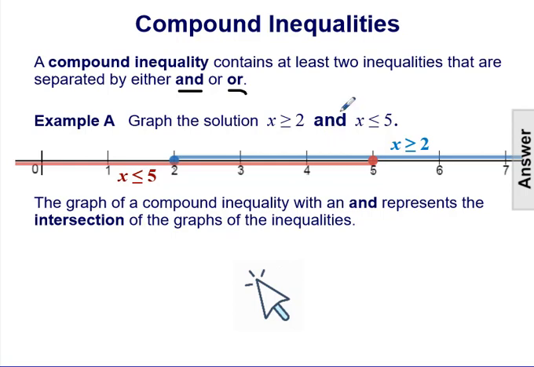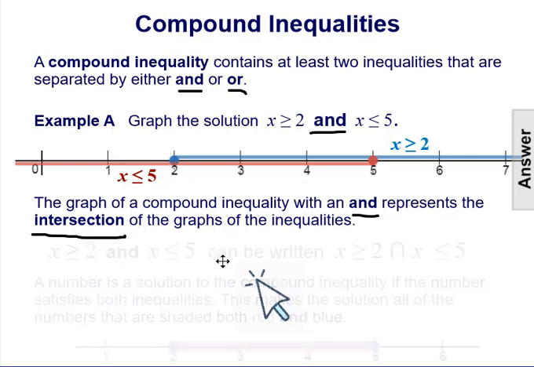Graph the solution x is greater than or equal to 2 and x is less than or equal to 5. So we would go to 2 with a closed circle to the right, and we would mark 5 with a closed circle to the left. The graph of a compound inequality with an "and" represents the intersection of the graphs of the inequalities.